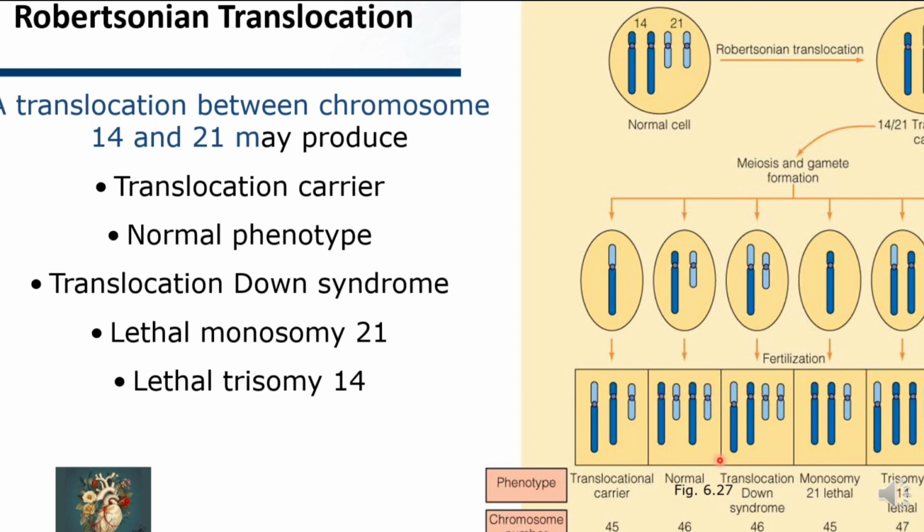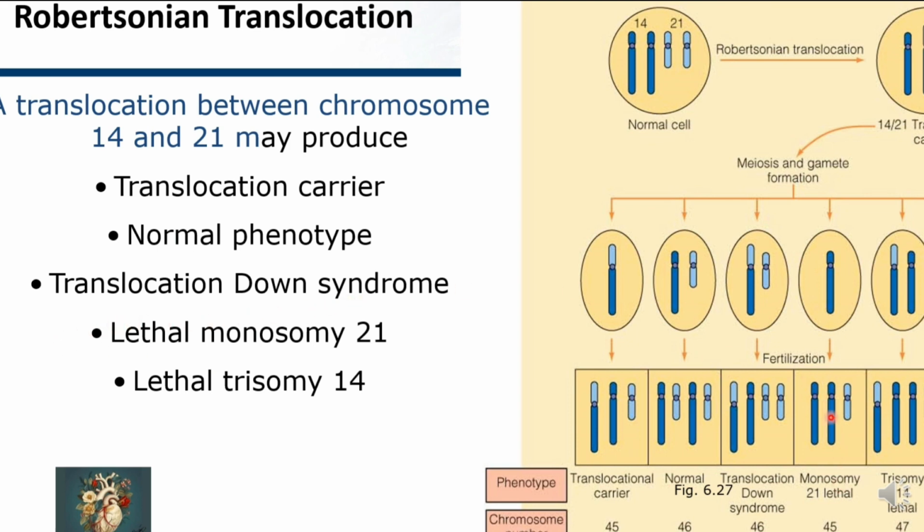In the second variant, you can see all the normal chromosomes are present. This is the diploid number of chromosomes and the patient will have a normal phenotype. In the third type, you can see that an extra long arm of chromosome number 21 is present in the Robertsonian translocation. Although there will be a diploid number of chromosomes, because of the extra copy of chromosome 21 over here, the patient will show translocation Down syndrome, which is the third variant.